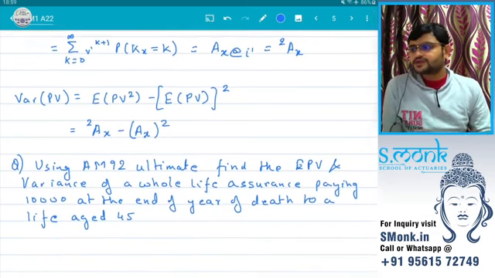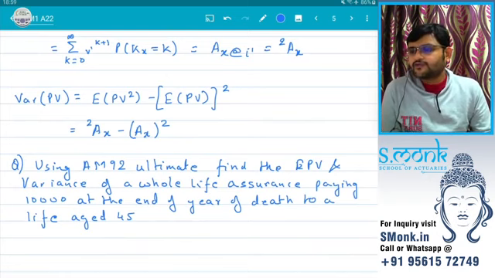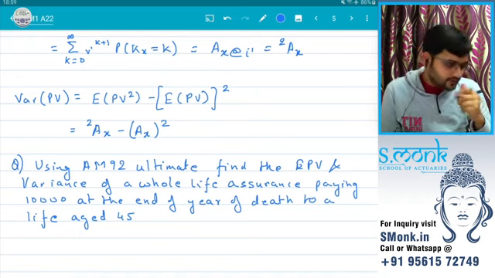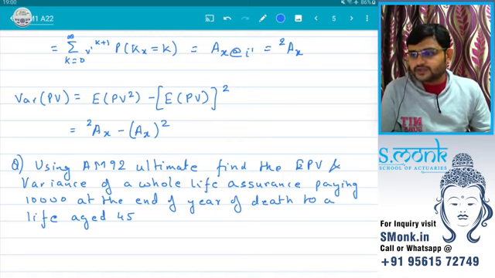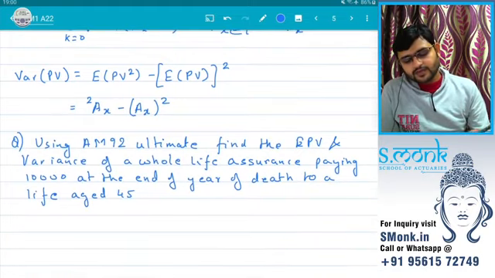So question: using AM92 Ultimate, find the expected present value and the variance of a whole life assurance paying 10,000 at the end of the year of death to a life aged 45. So a policyholder who took a policy at age 45 is paid 10,000 at the end of the year of death, and we have to find the expected present value and variance using AM92 Ultimate Mortality.